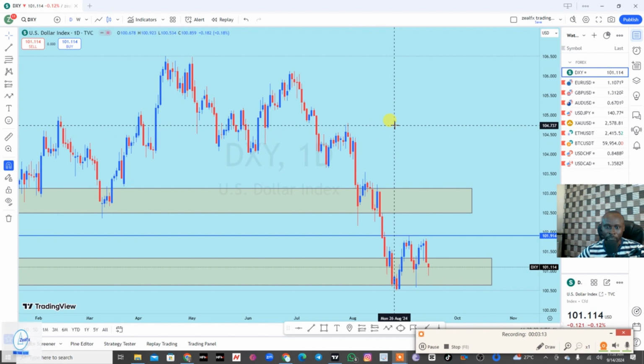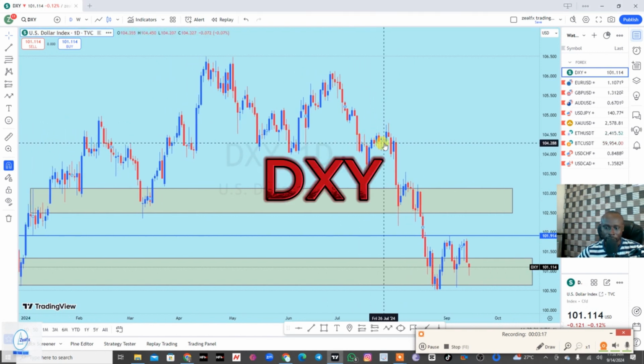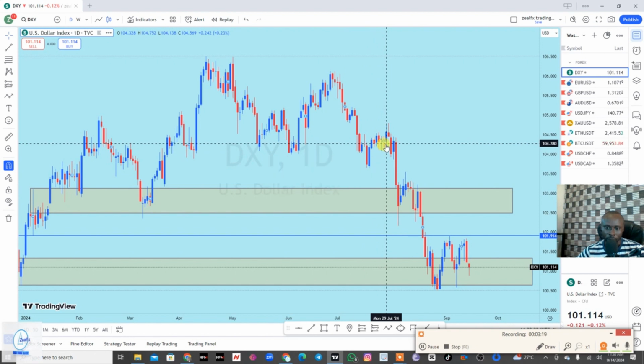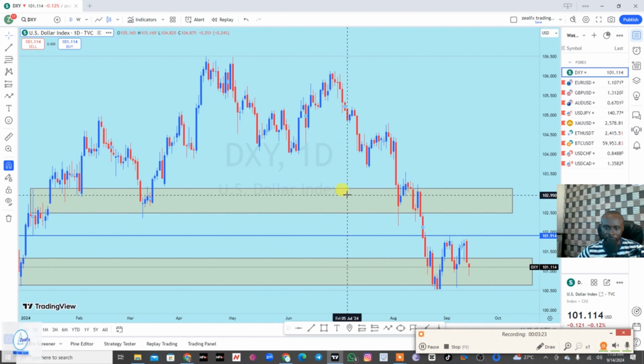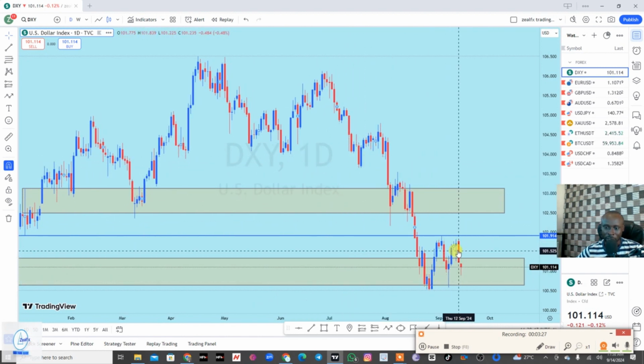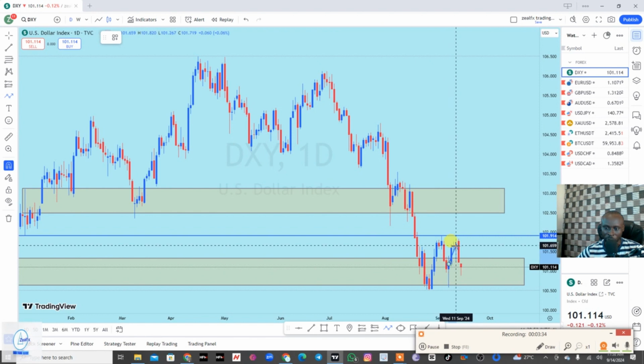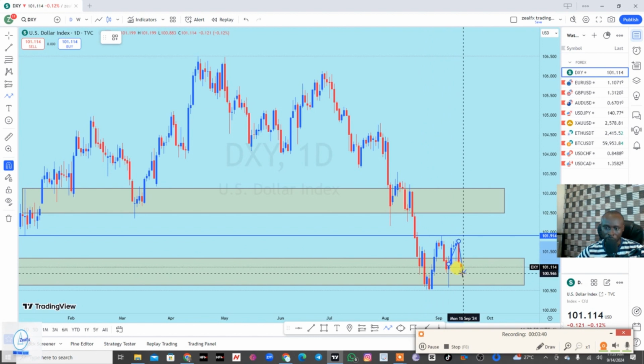The first pair we'll be looking at is the dollar index. Last week, you can see our weekly level plotted last week is still on my chart. Last week, I said I'm expecting the dollar index to break this high, but price failed to break this high. After price moved from this area and failed to break this high, it retraced back to this daily support level and also a weekly support level.